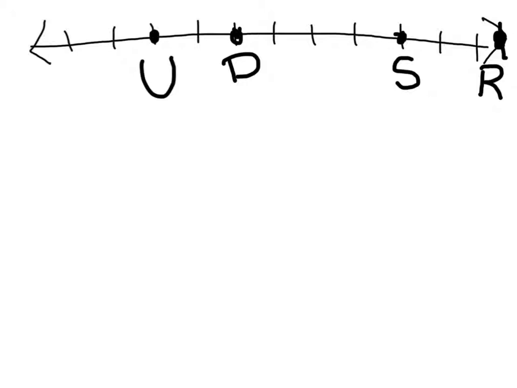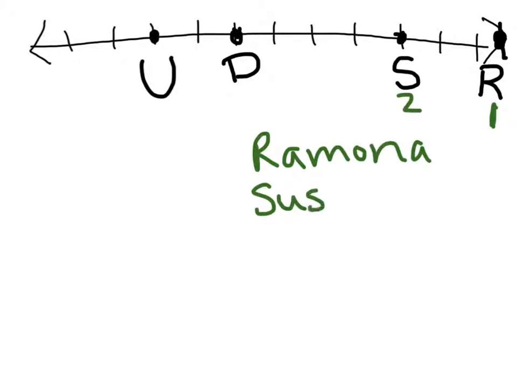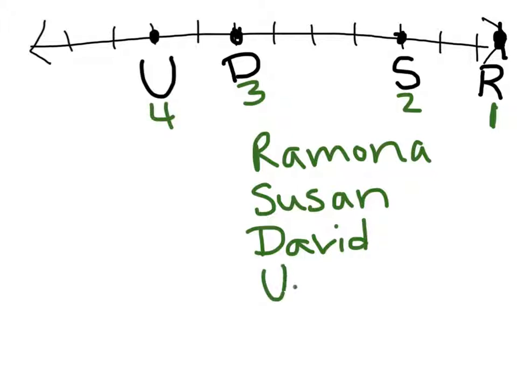So one of the questions is, how far ahead of Yuri is Ramona? And we already said 9. So we answered that question. Now, if we were to list the runners in order from first to last, we would have to start at the front, which means furthest to the right. Up here would be number 1, so Ramona is first. Susan is second. Third would be right here, David. And then fourth would be Yuri. Okay?